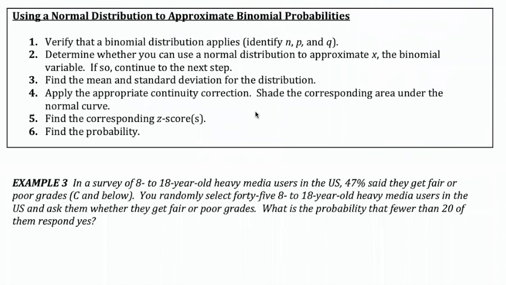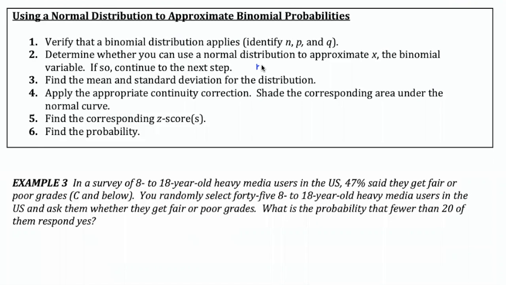So here's how we're going to now use the normal distribution to actually arrive at some probabilities. We're going to verify that the situation we're looking at is a binomial distribution. So we're going to find our n, p, and q values. We're going to determine whether we can use the normal distribution to approximate x, the binomial variable.